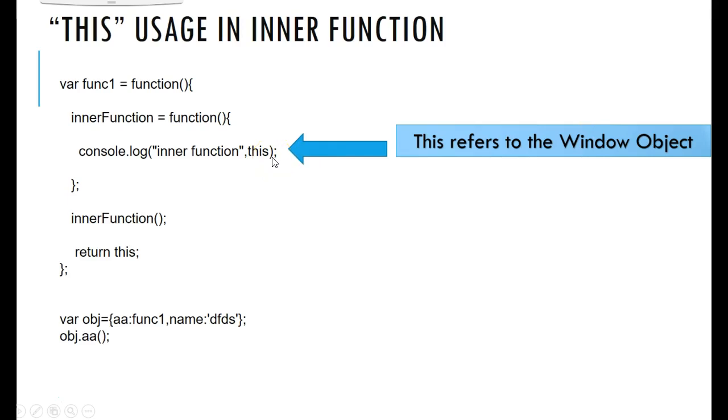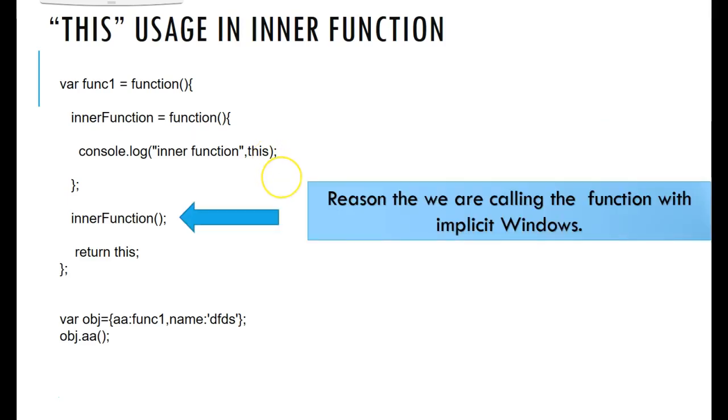This is because the inner function is called as window.innerFunction. It is implicitly called with window. So the left hand side is window, so this will point to the window object. Another doubt you may have is how in window we got a function called innerFunction, how in the window object we have a property called innerFunction.